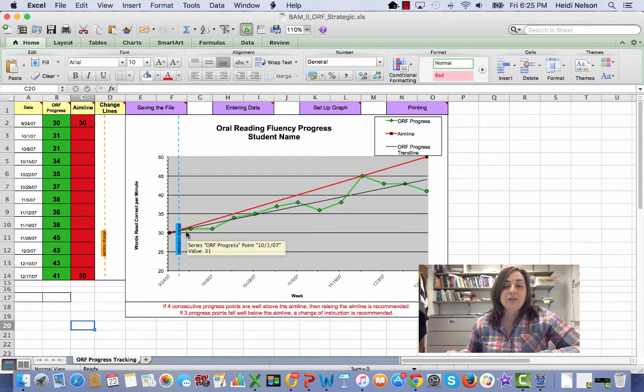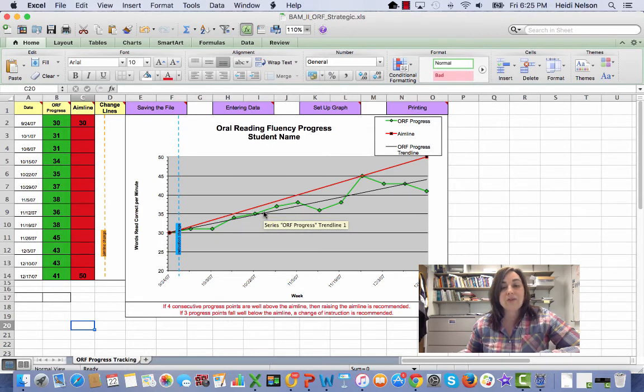In the case of this student, we can see that we probably should have changed the instruction after 4 data points. For example, if this student was in a Tier 2 reading group, and we can see that there's a gap, although it's small, between the trend line and the aim line, it's enough to say that the student's not making sufficient progress to meet their target of 50. So we would probably want to put them in a Tier 3 reading group at this point to see if we could change their performance.